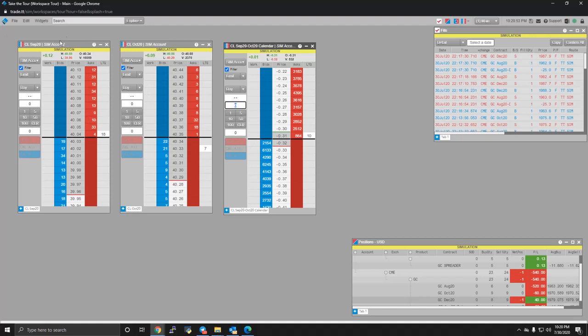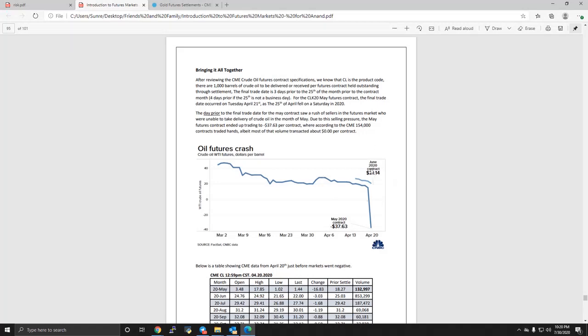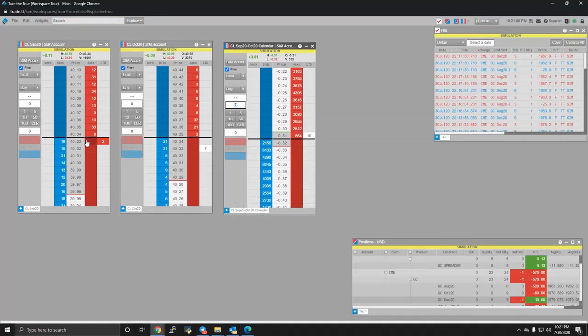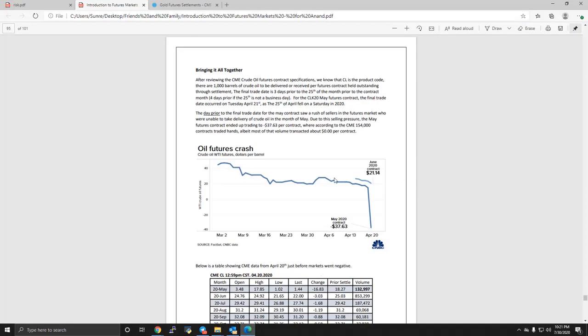If we think of SEP as May and OCC as June, we can kind of begin to piece together how this thing happened. And let's assume that we are long a SEP contract here. Look at our fill window here. We're long 1 CL SEP 20. And now let's think about the scenario that played out in one of the craziest financial market events in history. The May contract goes negative here, while the June contract barely budges.